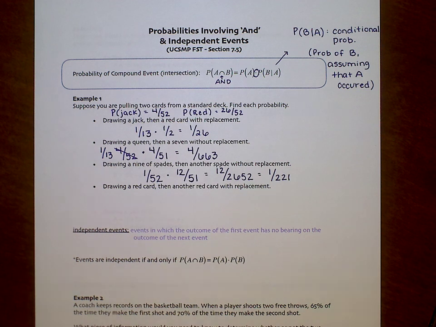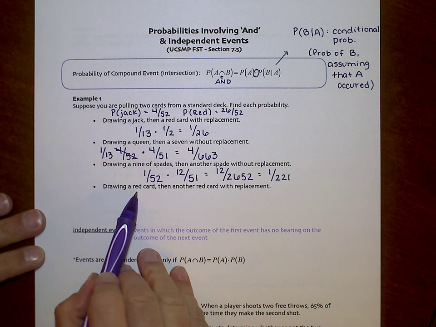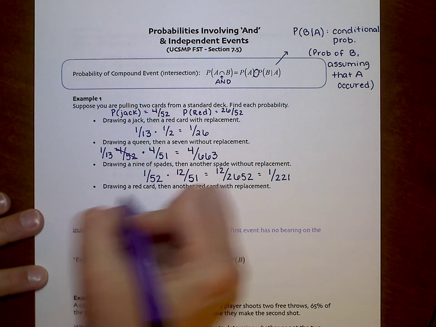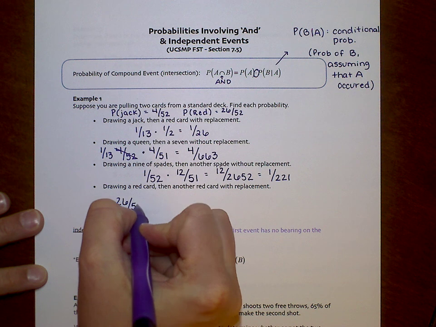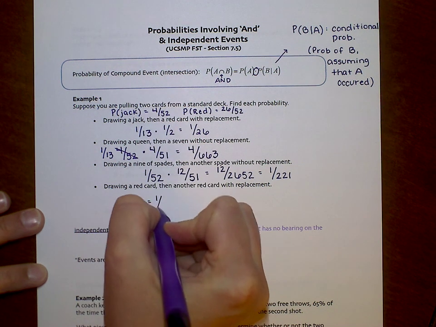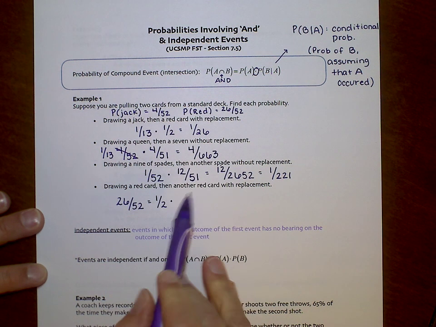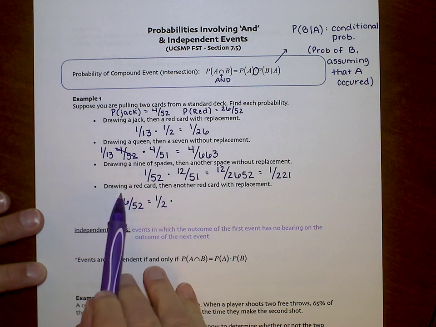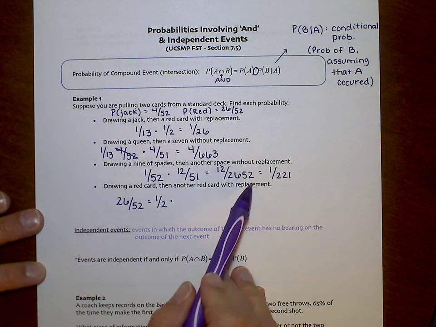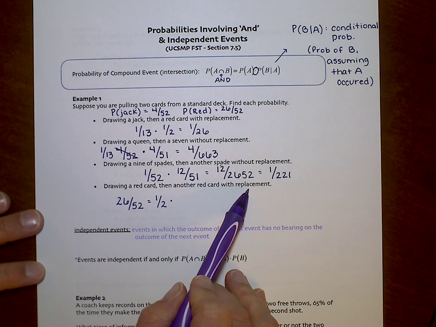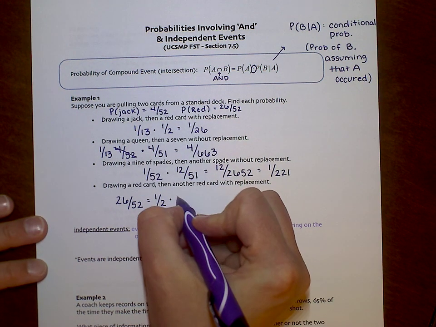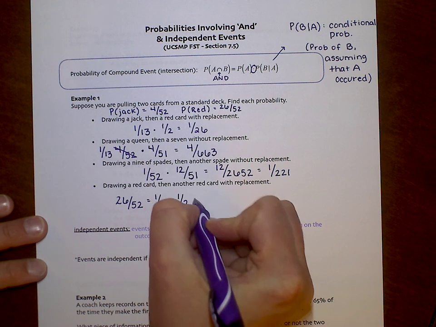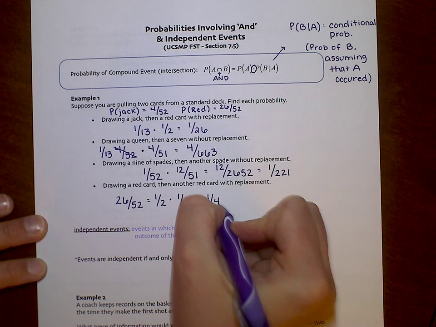Okay. Drawing a red card and then another red card with replacement. Okay, so drawing a red card is 26 out of 52, which is 1/2. And I'm multiplying by another red card, assuming that I pulled a red card out, but with replacement means I went ahead and put it back in. Okay, so I'm back to the original deck, and so my second probability would still just be 1/2, and I would say this overall probability is 1/4.